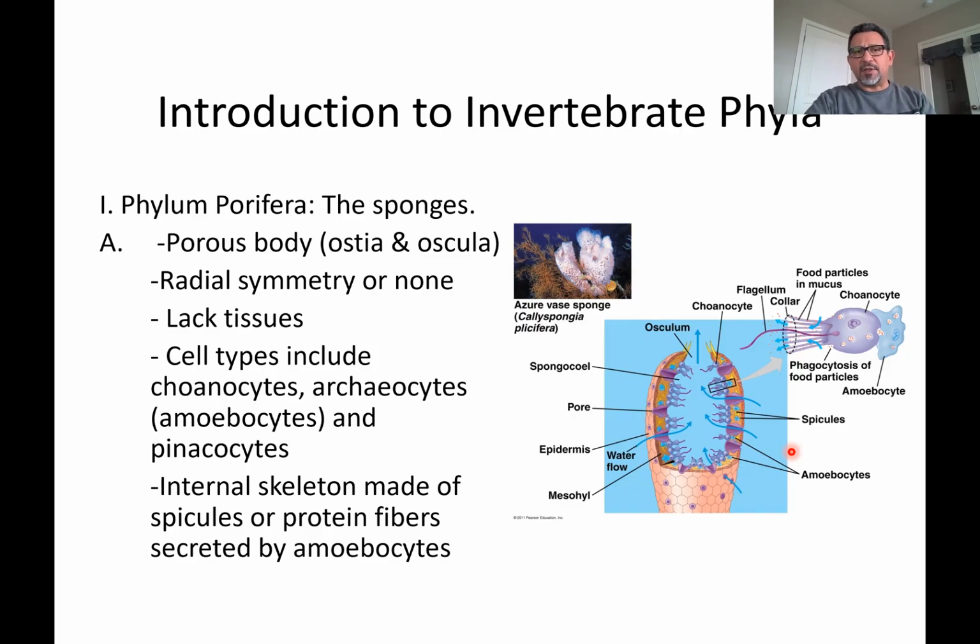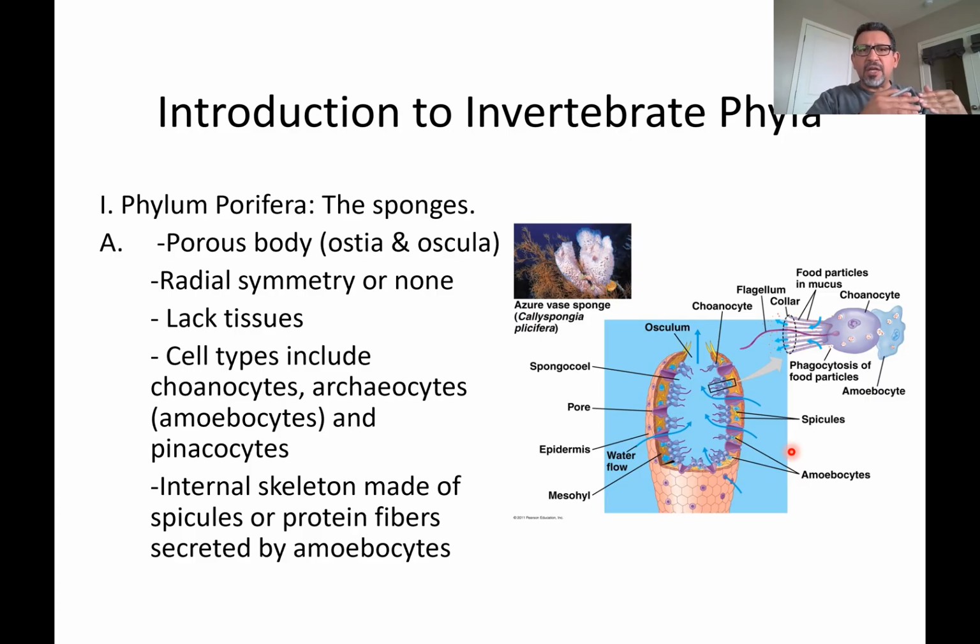Depending on the size of the sponge or depending on the complexity of the sponge, some sponges may actually have multiple osculi where water will be going out. This is going to be a real primitive type of animal in the sense of not having tissues. And by tissues, we mean a special type of grouping of cells of a similar kind with a similar function.